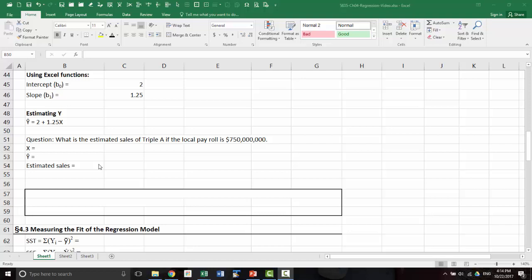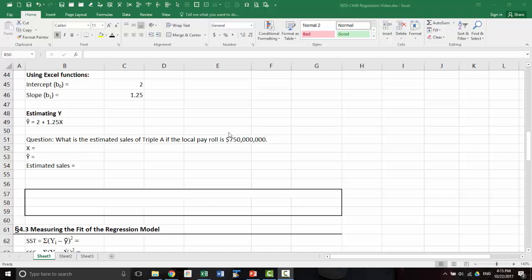So now we have the estimated equation. So how do we use it to predict Y for the future? Suppose we want to see what our estimated sales will be if the local payroll will be $750 million. Okay. So the first thing to do is do not simply plug in 750 million into this equation. That will give you nonsense.